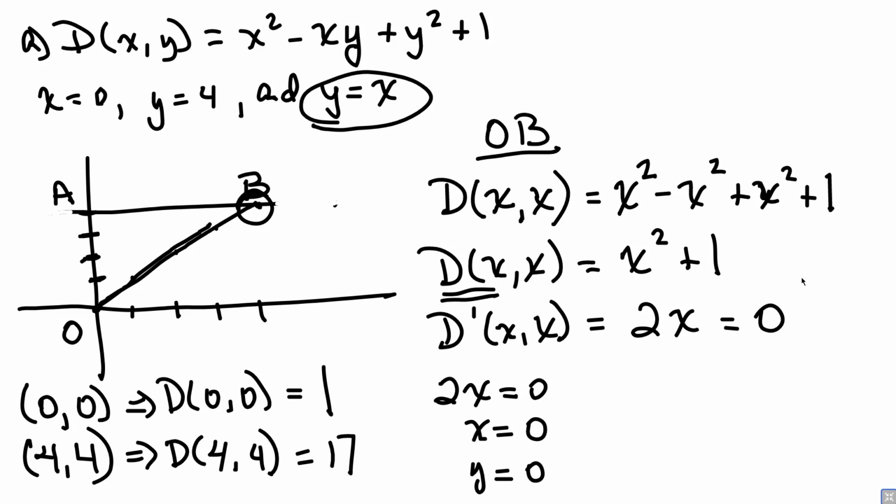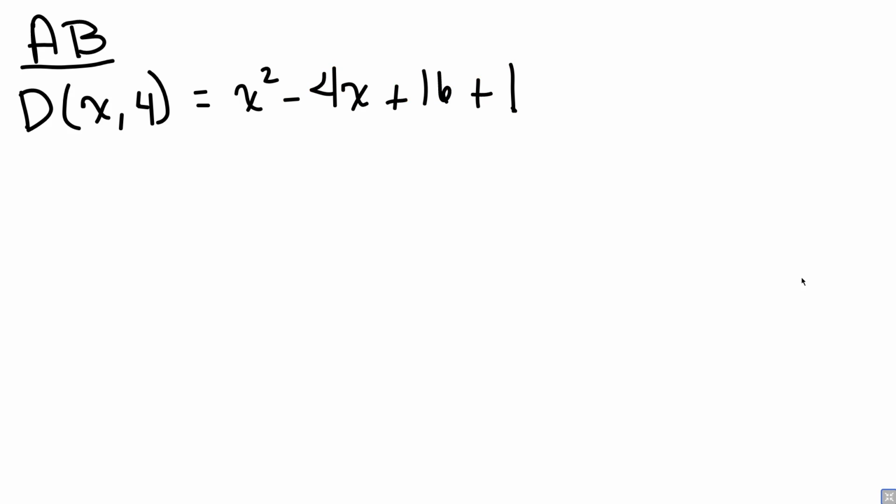So I'm going to rewrite this equation where I make the y value set at 4. So I'm going to have that D of x, 4 is equal to x squared minus 4x plus 16 plus 1. Okay, so now, again, I need the derivative of this. If I take the derivative of this, what will I end up with?